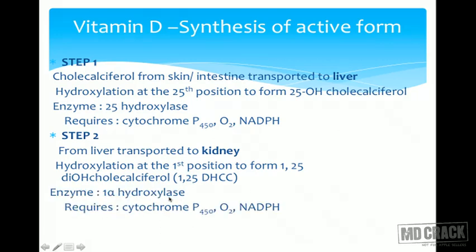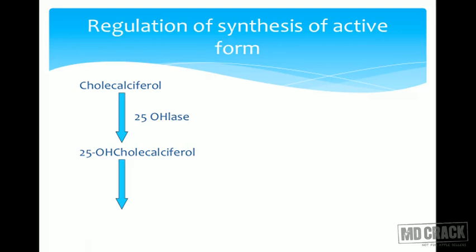The enzyme is 1 alpha hydroxylase, which also requires cytochrome P450, oxygen and NADPH. So let us look at how this is regulated. Regulation of the synthesis of the active form. I'll just show you, 1 alpha hydroxylase is the regulatory enzyme.